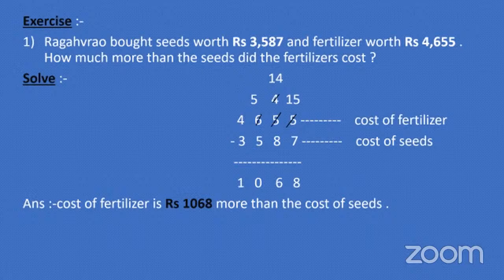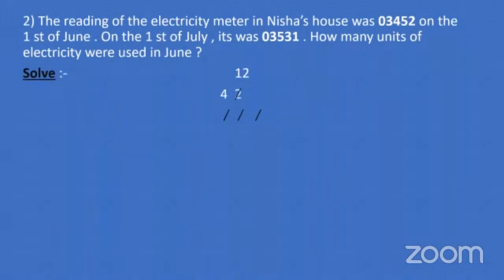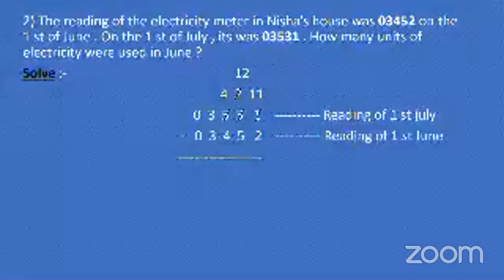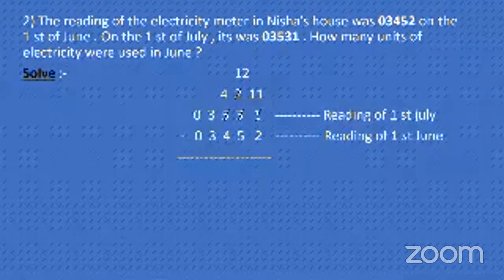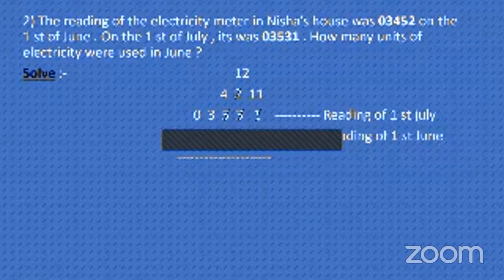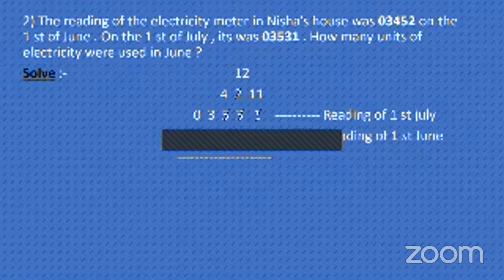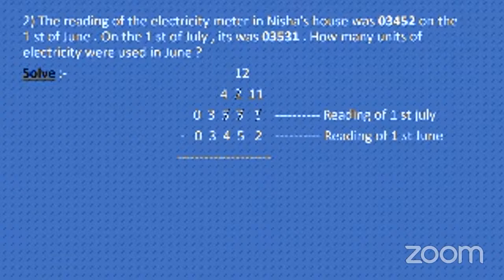Okay. Now one more example is there. That is electricity meter reading. See, what is that example? The reading of the electricity meter in Isha's house was 3,452 on the 1st of June. On the 1st of July, it was 3,531. How many units of electricity were used in June?